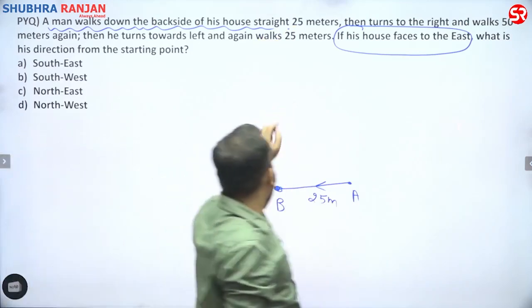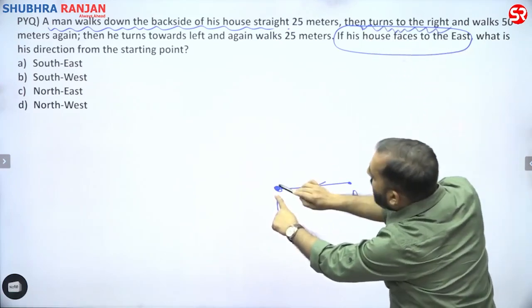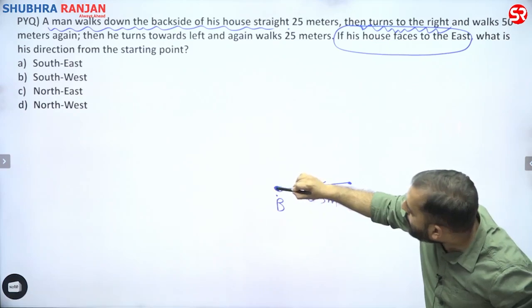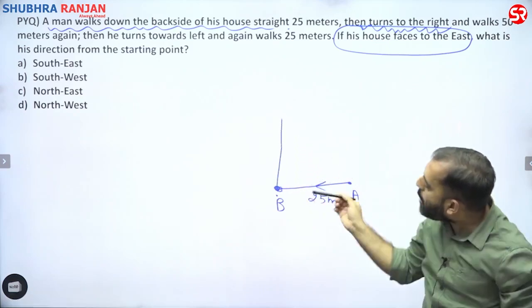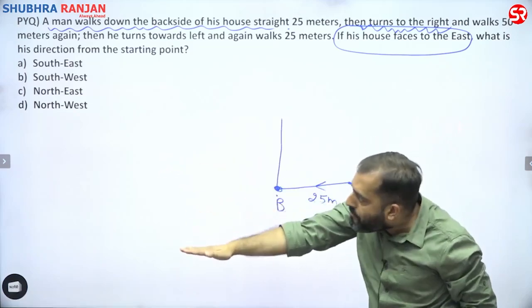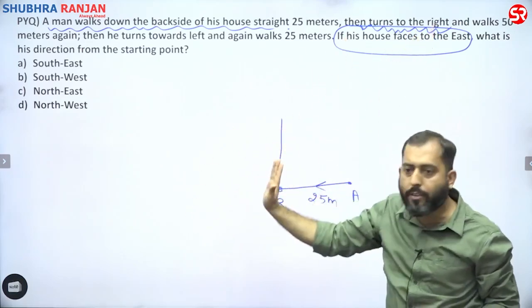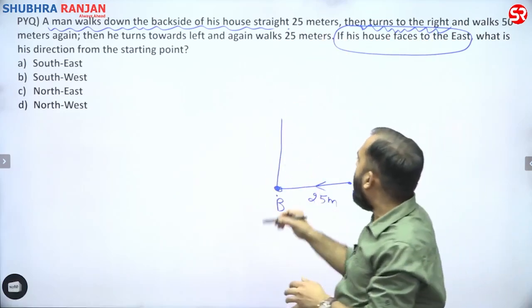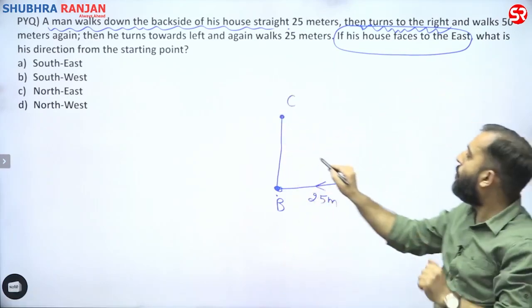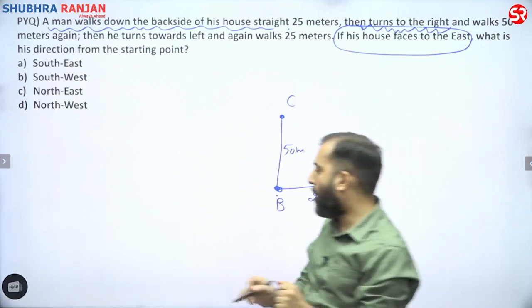Agreed? Now, at point B, he turns to the right. At point B, that person has taken a right turn. So a right turn from point B, meaning like this. At point B, the person will be facing this west direction. From west, if you turn right, you will go towards north direction like this. And let's say you reached point C. So how much is the distance traveled? 50 meters is the distance traveled. Done? Okay.